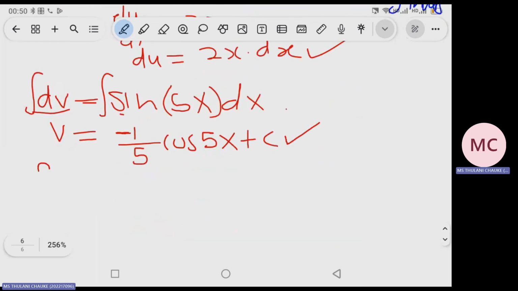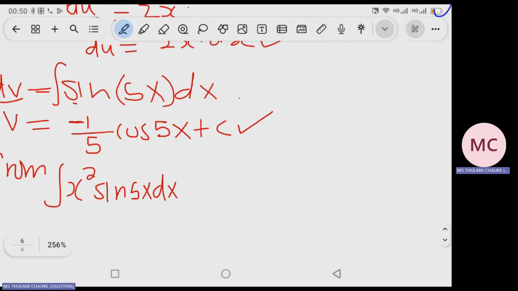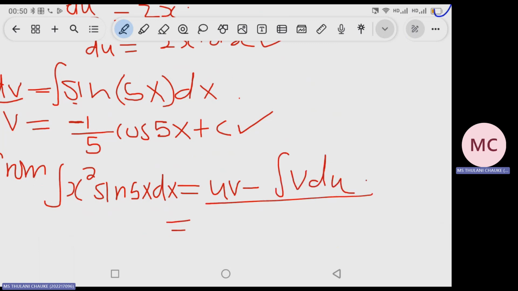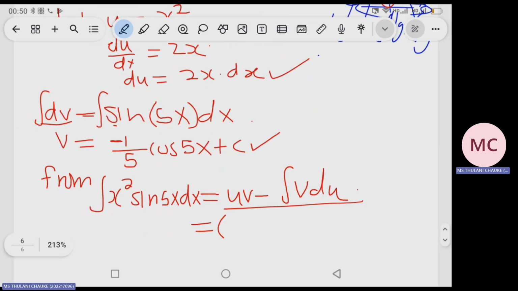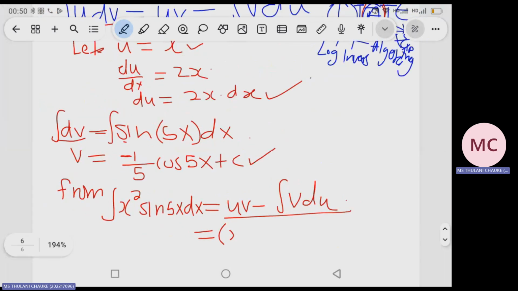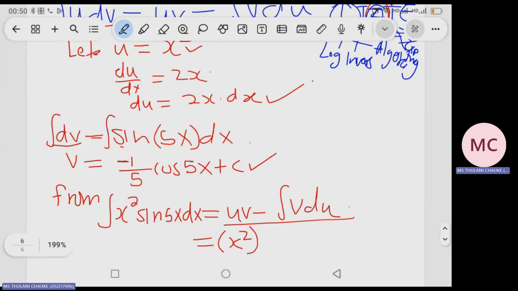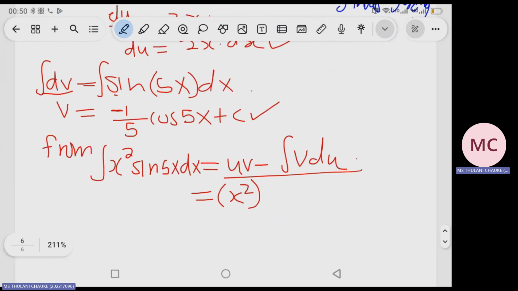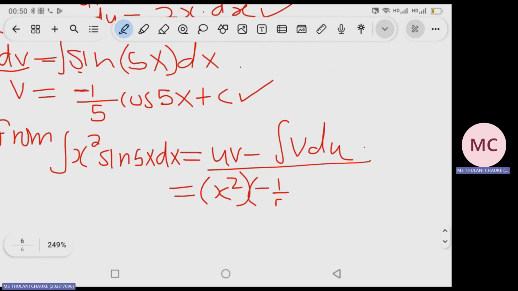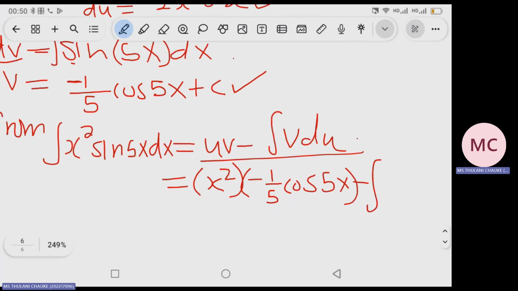So now you just substitute everything. From the original question, x squared sine of 5x dx. Remember that you must have uv minus the integral of v du. I'm just reminding you, right? Then your u is what? Our u is x squared. And then my v is the one that I got there, negative 1 over 5 cosine of 5x, minus the integral of negative 1 over 5.